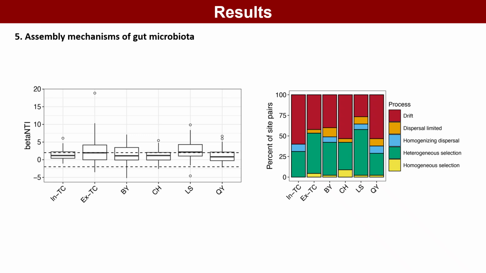We used the BNTI index to evaluate the gut microbiota assembly in different chicken populations. Median values of BNTI were between -2 and 2, except for the LS group, which had a value slightly above 2. These values indicate that stochastic processes governed the assembly of a majority of the microbiota. There were still population-specific differences.